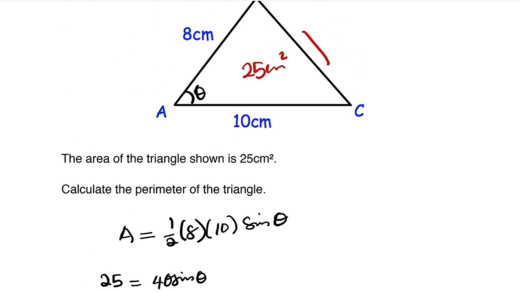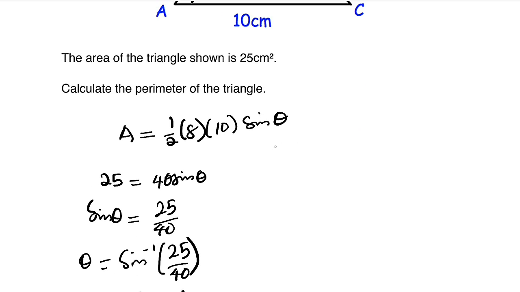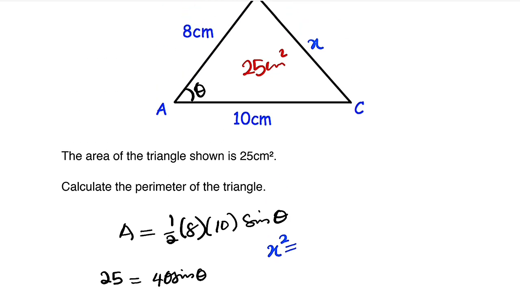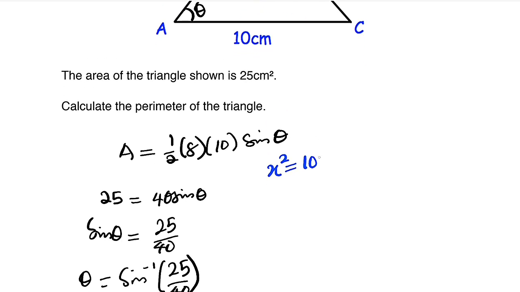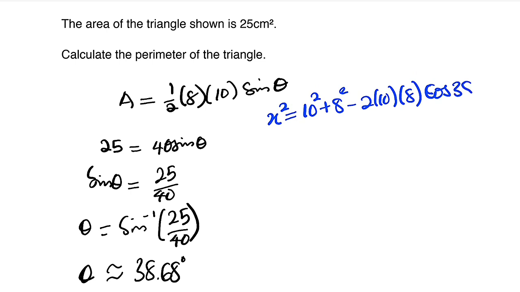But remember, we are looking for what? The perimeter. Therefore, we need this side length as well. Let me call it x. So according to cosine rule, x squared will be equal to 10 squared plus 8 squared minus 2 times 10 times 8 multiplied by cosine of that angle which we have just obtained, 38.68 degrees. So let me use my calculator, press everything here.